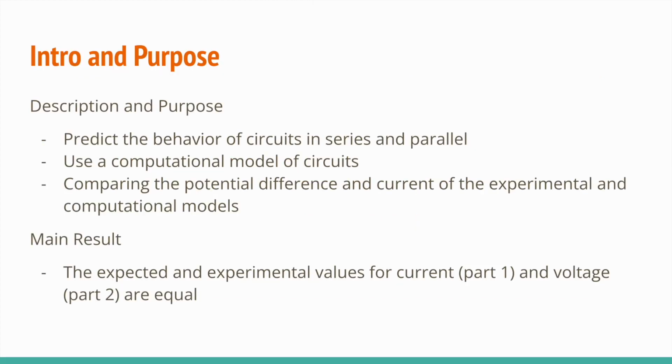For this lab, I'll look at different circuits and predict the behavior of circuits in series and parallel, particularly looking at a computer model of these circuits and comparing the potential difference and current of the experimental and computational models. The main result is that the expected and experimental values for current, which we found in part 1, and voltage, which we found in part 2, are equal.